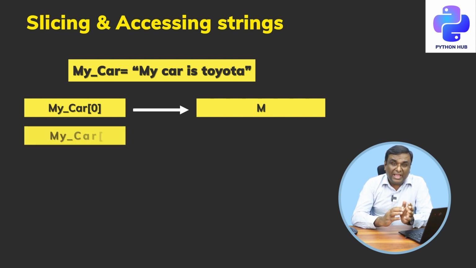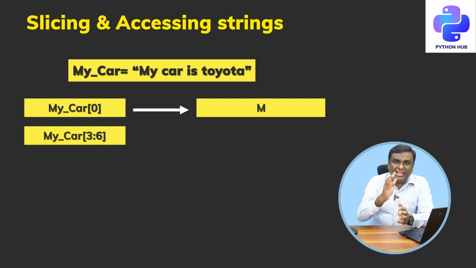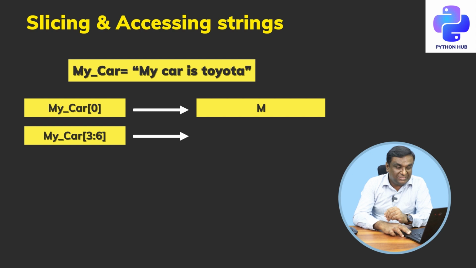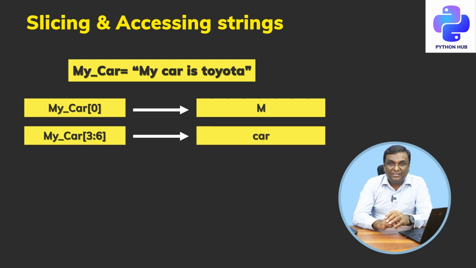If I take my_car[3:6], can you guess what this would return? Yes, you guessed it right. 3:6 means it's going to start from the third character and go to the sixth character. So whatever lies in between, it's going to return. Let's look at the response. It says "car". Why is it car? Why not the space? Because the third character is space here, isn't it? My space car. That's how the string is stored.